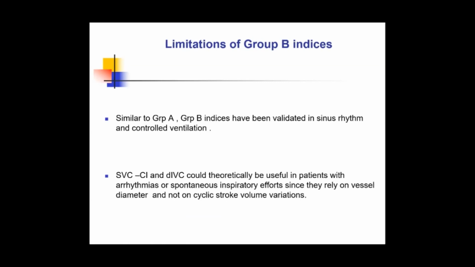But having said that, from a theoretical point of view, the SVC collapsibility and DIVC can be useful in patients with arrhythmias or spontaneous inspiratory efforts, since they rely on vessel diameter and not on the cyclic stroke volume variations.